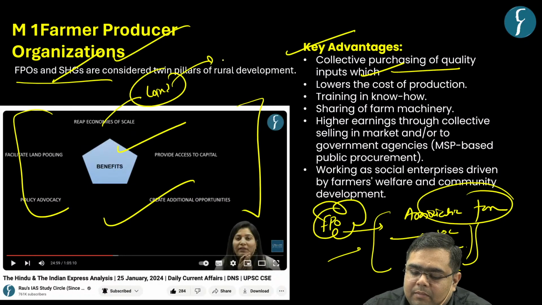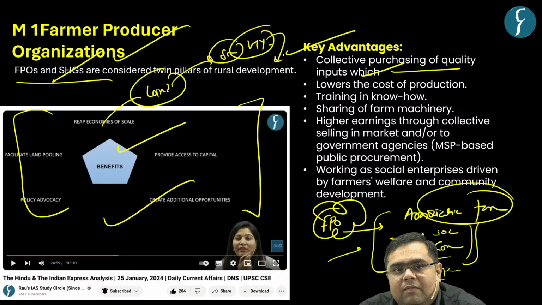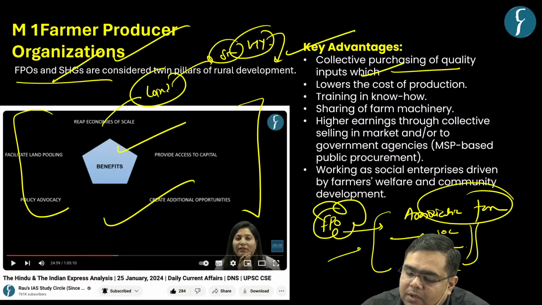So the key advantage for farmers is that land is pooled and collectively they can grow a similar crop, a high yield variety crop, and because the quality and outcome would be similar for the large swaths of land, they can collectively go and bargain in the market at better rates.